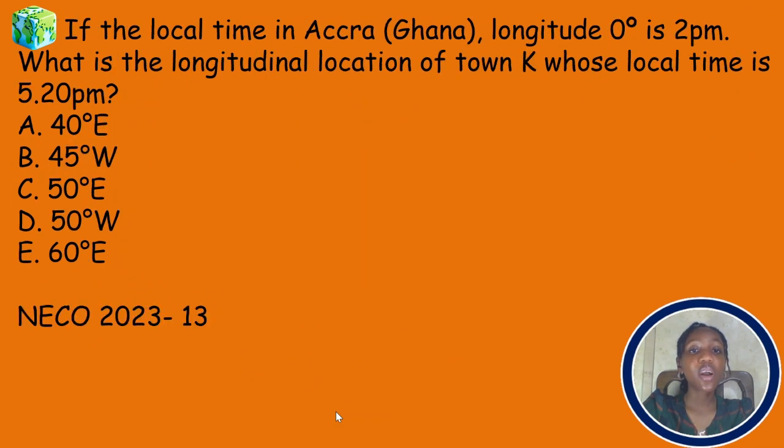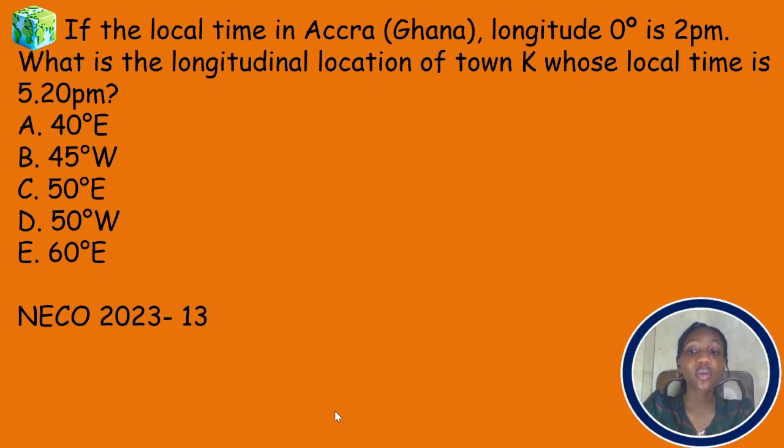If the local time in Accra, Ghana, longitude 0 degrees is 2 p.m., what is the longitudinal location of town K, whose local time is 5:20 p.m.? As you can see, this question is from NECO objective. So instantly you can see this question is different from the ones we solved earlier, because instead of us looking for time, we are looking for the value of the longitude. Additionally, the time provided here is not a straightforward number, unlike the solid values you've been accustomed to working with. So you can try this question. It will be very impressive if you get the answer.